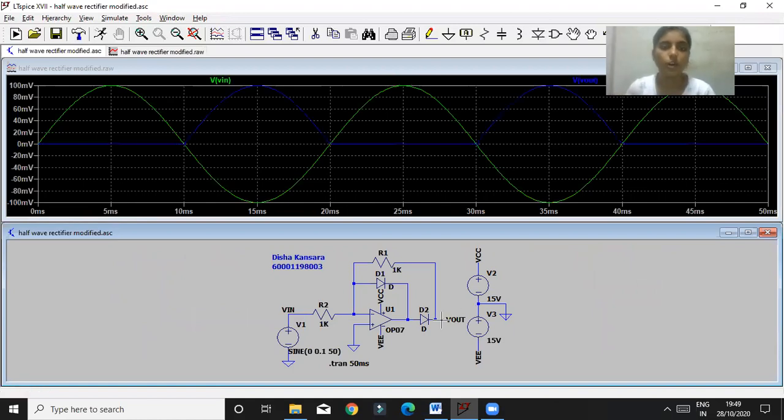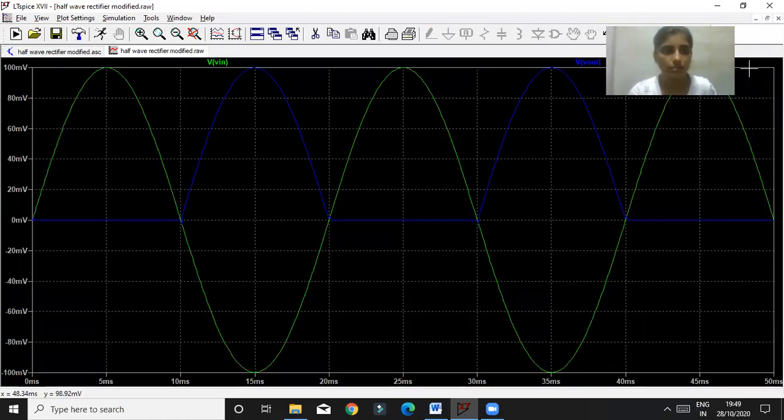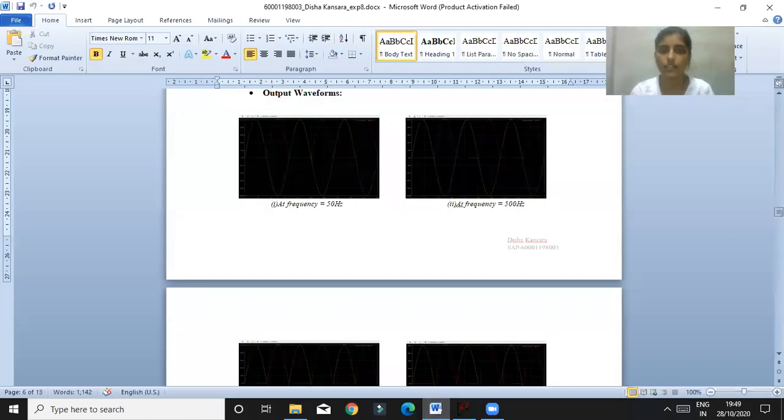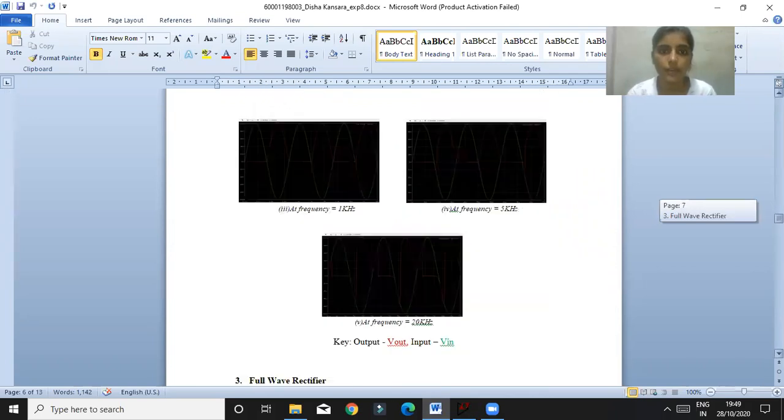So this is the modified half wave rectifier, where the output is clipped from the negative half cycle. So this is for the modified circuit. And for the different frequencies' output waveforms, I already performed 1K, 5K, and 20K.